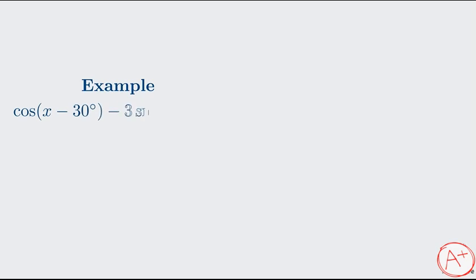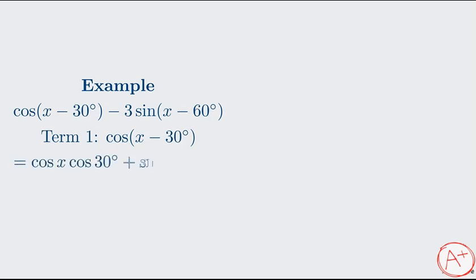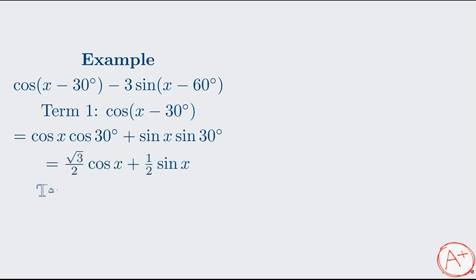Let's simplify the expression cosine of x minus 30 degrees minus 3 sine of x minus 60 degrees. We expand the first term using the cosine difference formula: cosine x cosine 30 plus sine x sine 30, substituting the exact values for cosine 30 and sine 30. Now for the second term, expanding the sine difference.